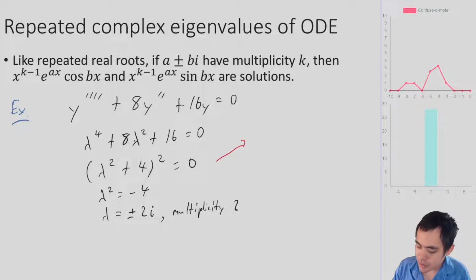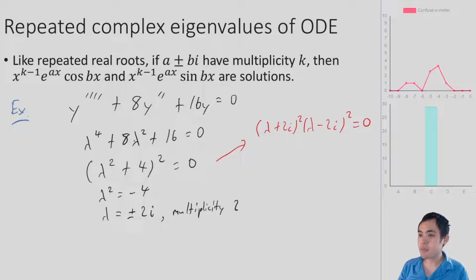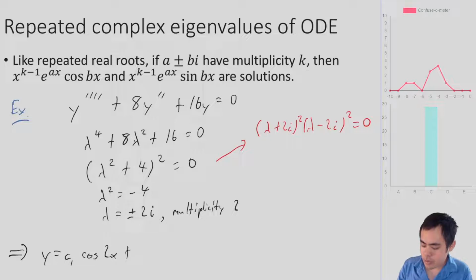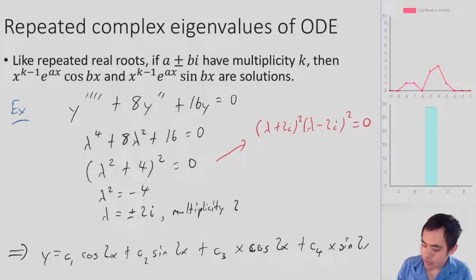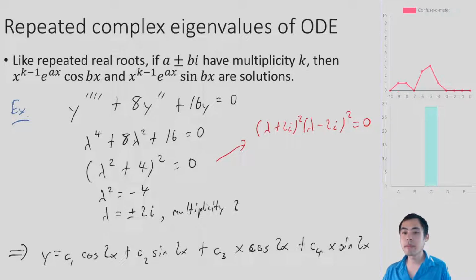This is because you can rewrite this as lambda plus 2i squared times lambda minus 2i squared is equal to 0. And this means that the final solution is going to be y is equal to c1 cosine of 2x plus c2 sine 2x plus c3 x cosine 2x plus c4 x sine 2x. So basically, if you have a higher multiplicity, again, like with the real roots, you just add an x in front of your solution.